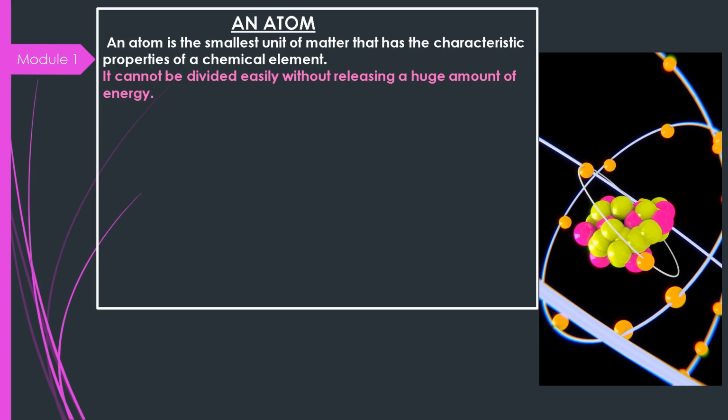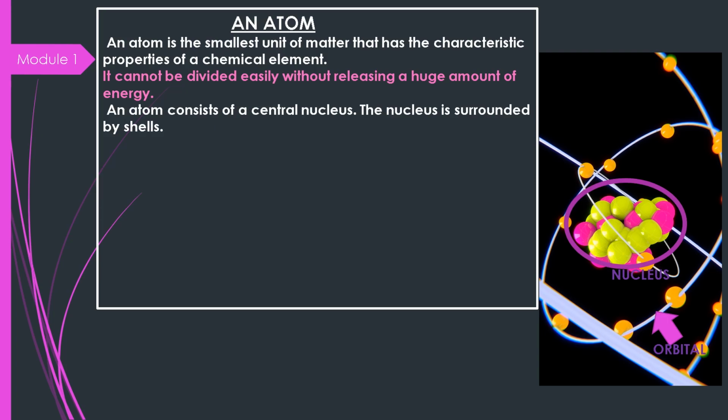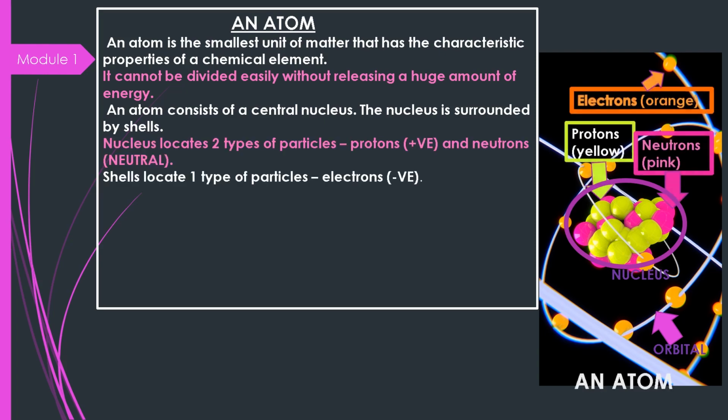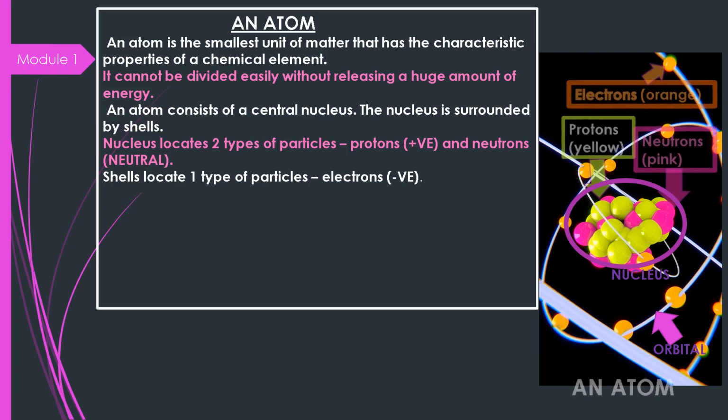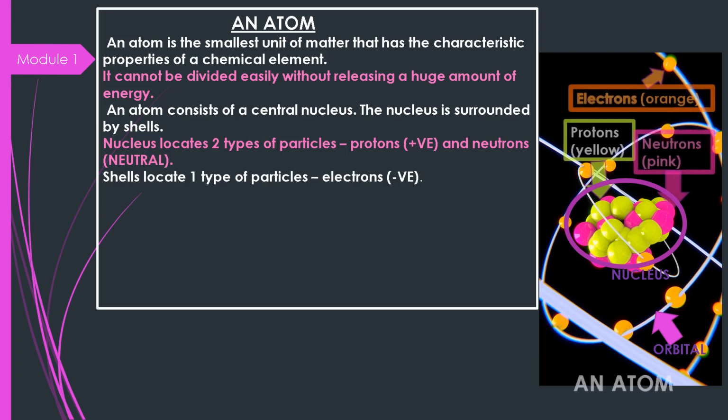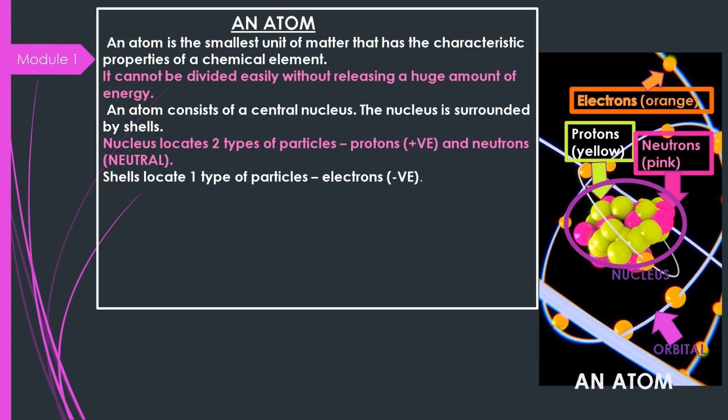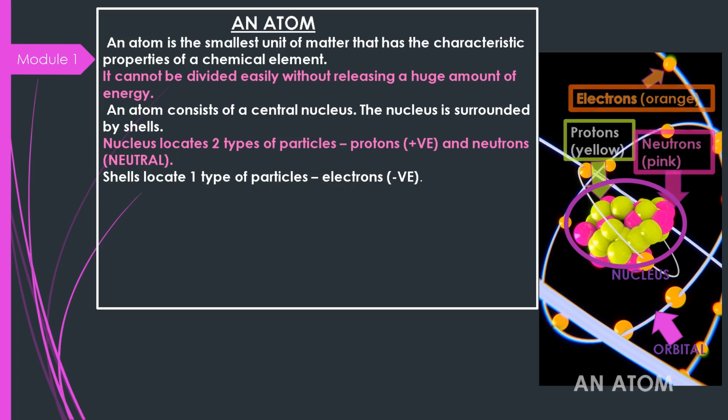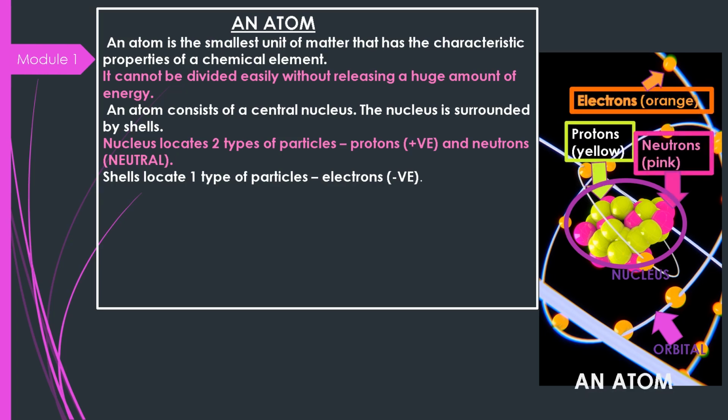Now, an atom consists of a central nucleus. The central nucleus is surrounded by shells or orbitals. It is like the solar system, the Sun being the nucleus and all other planets moving around it in different orbitals. The nucleus locates two types of particles, that is protons and neutrons, whereas the shells locate only one type of particle, that is the electrons.